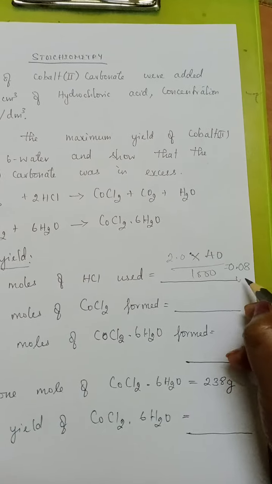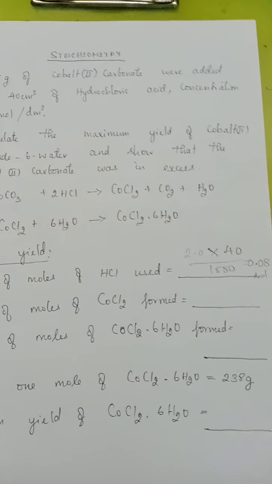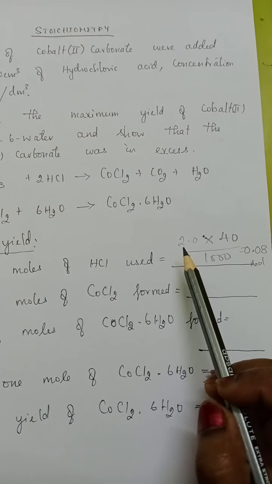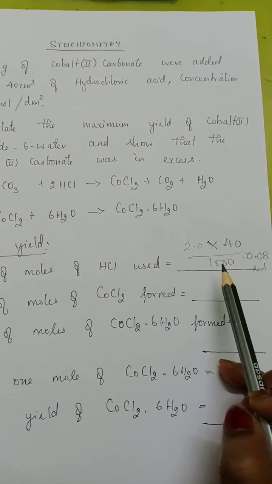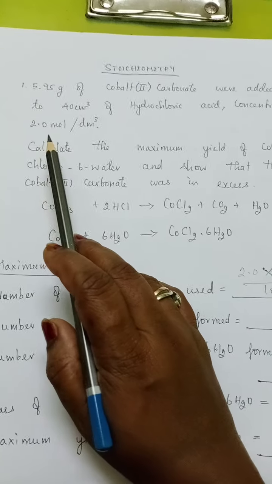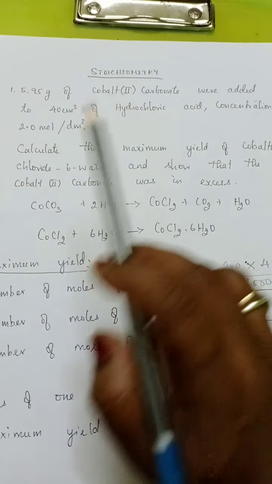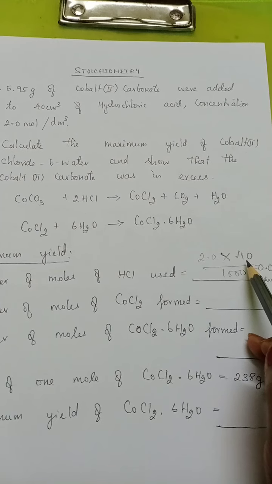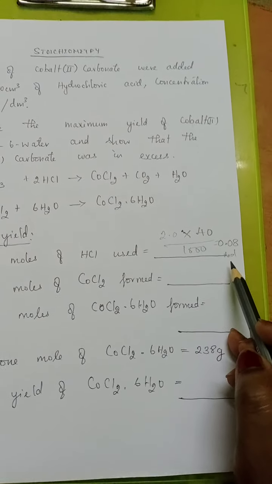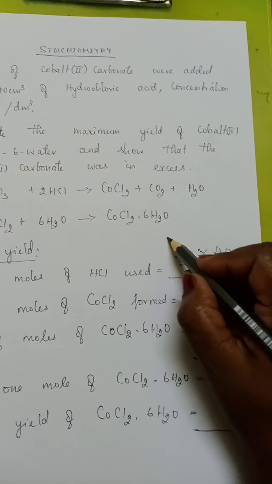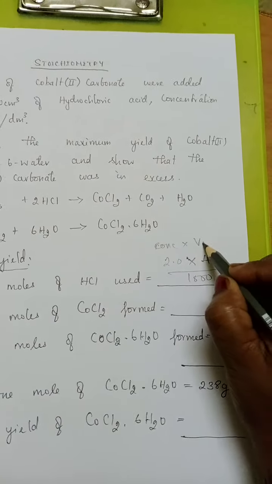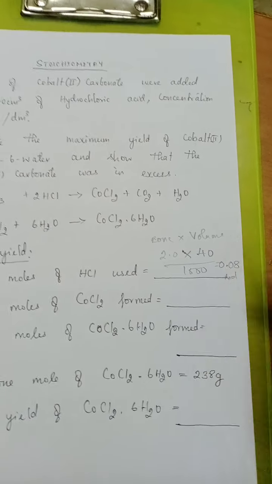So we get 0.08 mole. Okay, 0.08 mole. So 2 mole concentration into volume. The volume is 40 centimeter cube, the concentration is 2 mole for HCl. So concentration into volume gives us 0.08 mole, right? So what is the formula here? Moles equals concentration into volume.